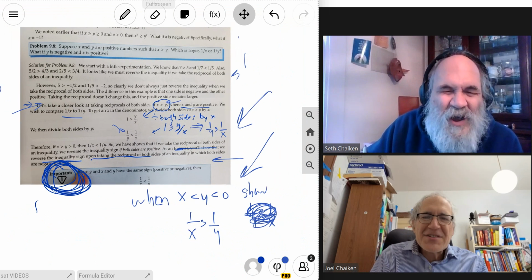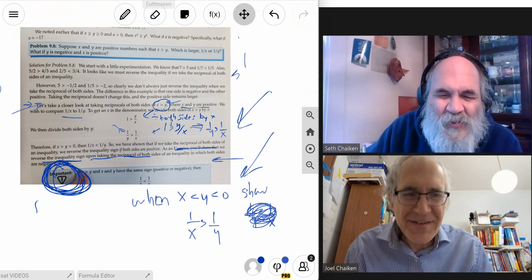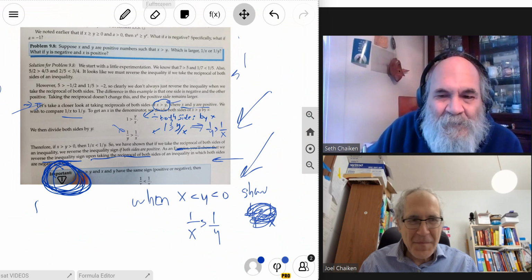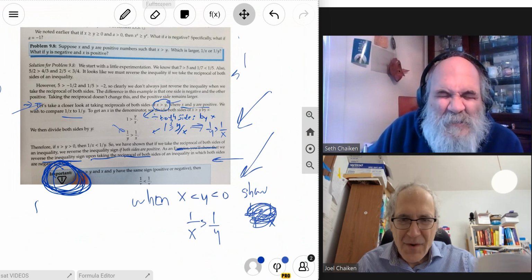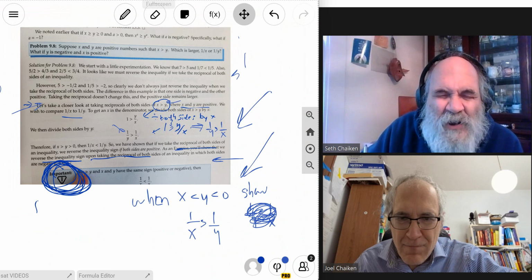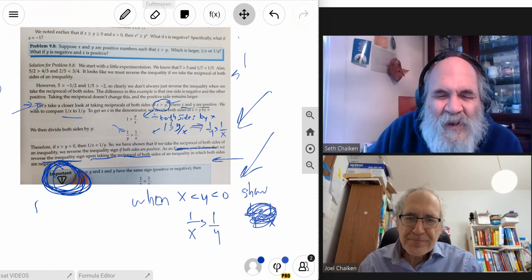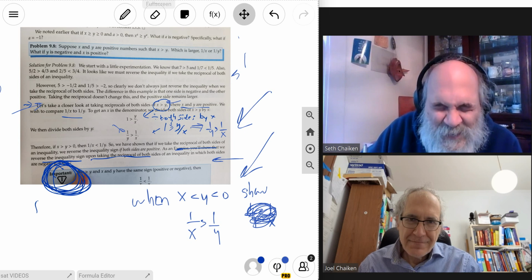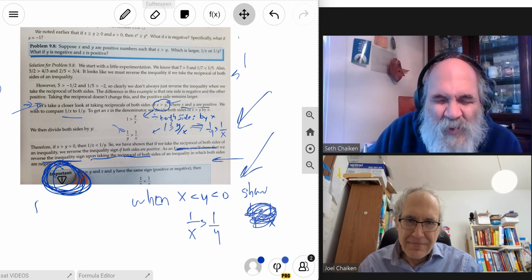So, what I could do is start with defining inequality in terms of whether a certain number is greater than 0.